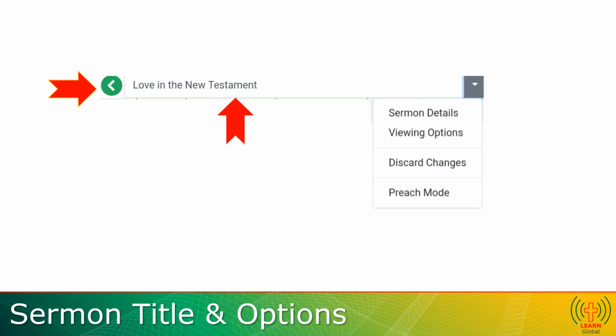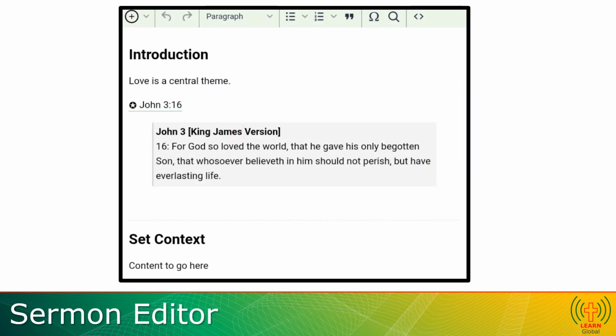Tapping the arrow at the top right opens the Options menu. This will be covered shortly. Below the title is the sermon editor. The editor has a toolbar at the top for changing text and a page to type and edit content. This feature will be covered in depth in the next module.